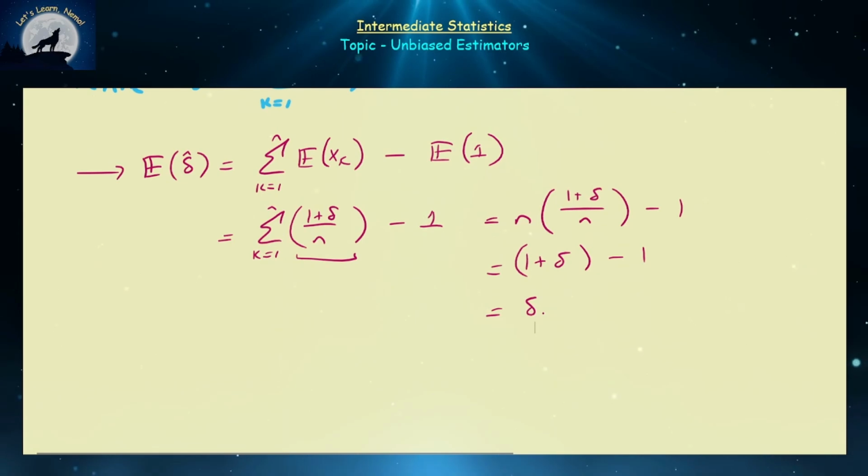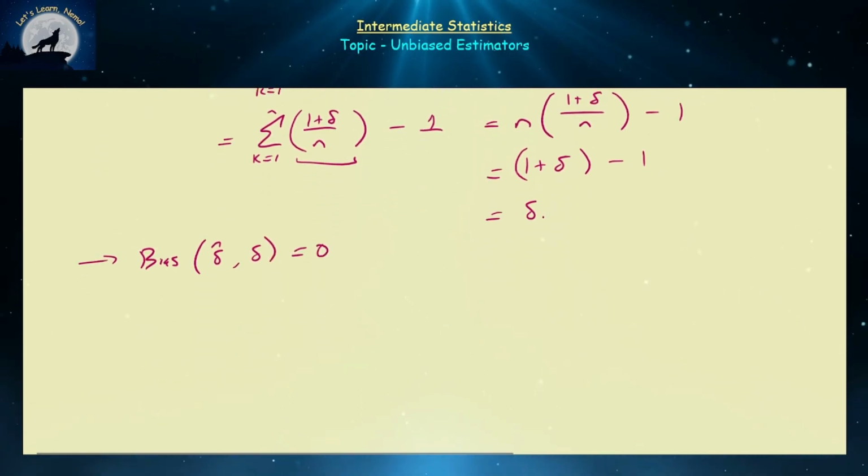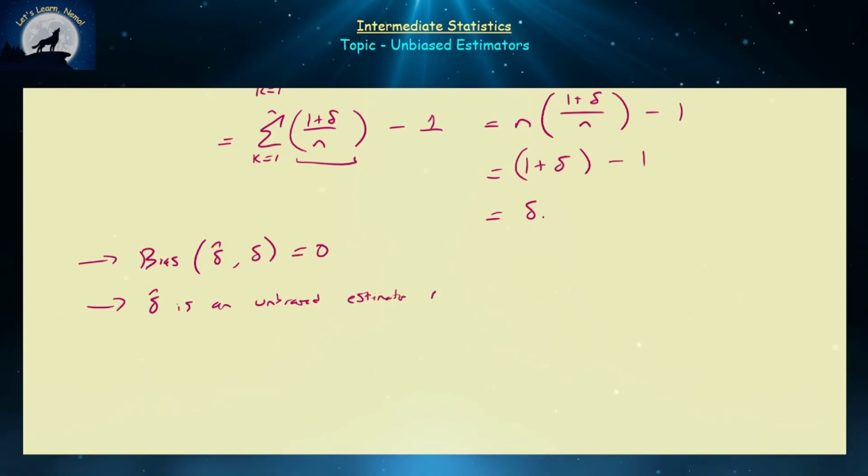So since the expectation of delta hat is equal to delta, this of course forces the bias between delta hat and delta to be equal to 0. And since the bias of delta hat for delta is equal to 0, that means delta hat is an unbiased estimator for delta. So this kind of proves that if you have an estimator that's not quite unbiased, you can sometimes, most of the time actually, manipulate it algebraically so that it actually does turn out to be unbiased, which is a good property to have.